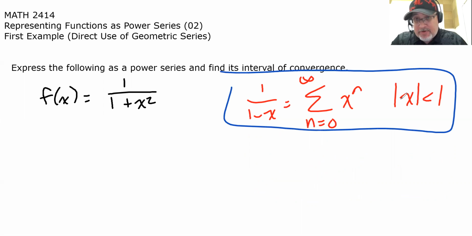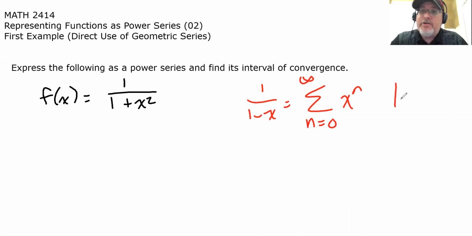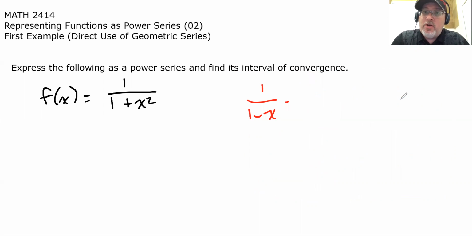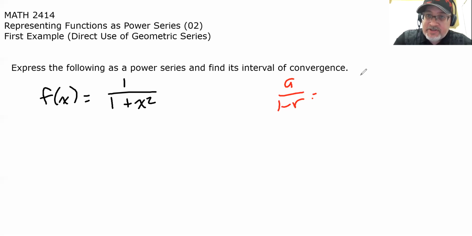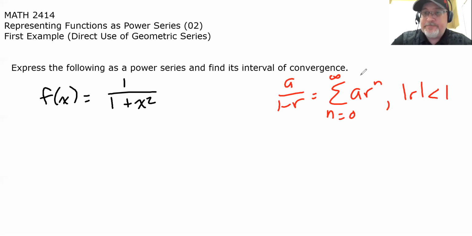They're both good, don't get me wrong. This one's a little restrictive in my opinion. So we're going to make ample use of a over 1 minus r is equal to the sum of n equals 0 to infinity of a times r to the n when the absolute value of r is less than 1. So how do we do that?